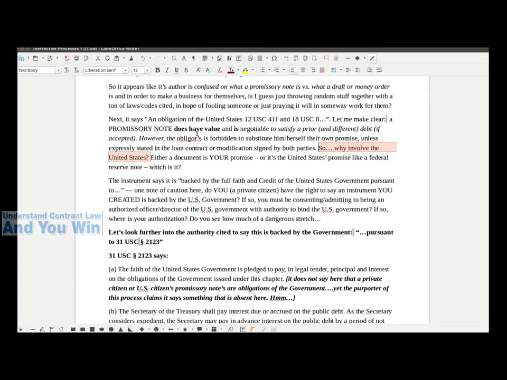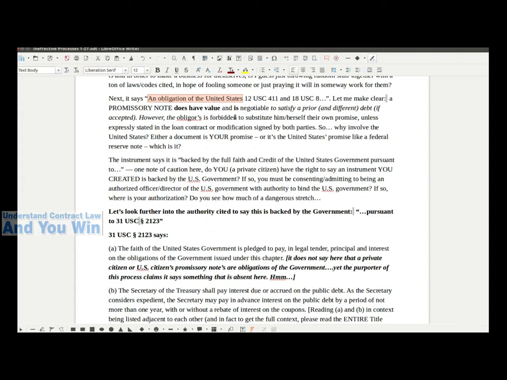Why are you writing on the document "an obligation of the United States" according to 12 U.S.C., blah, blah, blah? What the hell does the United States have to do with anything? It's two private parties making a private negotiation. What the hell are you involving the United States for? Either the document you're signing is your promise to pay and has value based upon that, or it's the United States' promise to pay, like a Federal Reserve note says it is, obviously the United States' promise to pay.